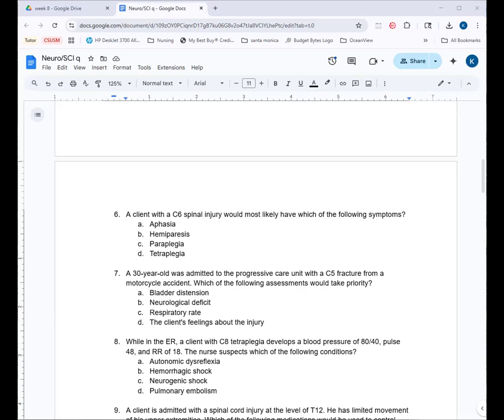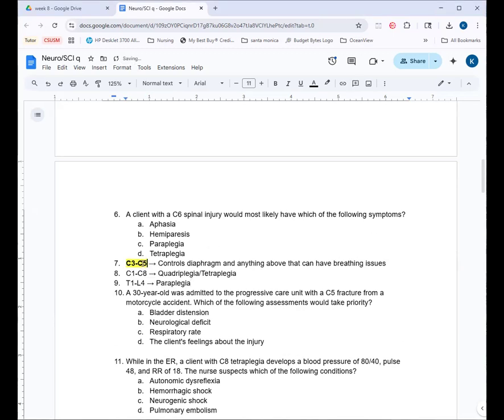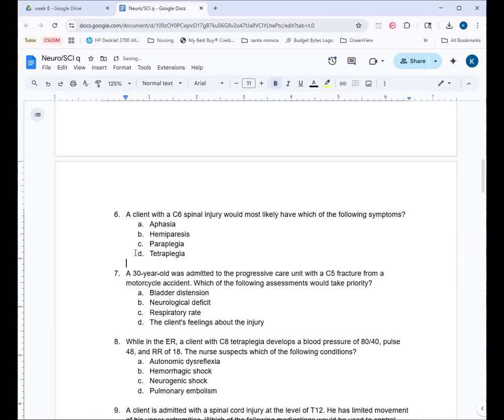That was just from that little chart we did before with the levels of injury, which I'm just going to temporarily copy and paste right here because I'm lazy. So C3 to C5 was diaphragm. C4, C5, anything above that's breathing issues. And then here's our quadriplegia slash tetraplegia, C1 to C8.